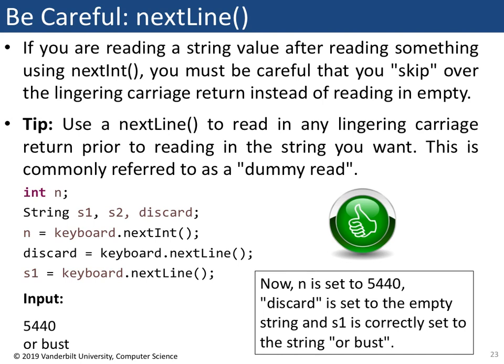the way we could go about that is by reading in the nextInt, realizing that there's going to be a carriage return left behind, so using the nextLine method to grab the carriage return, and we throw this into something we're calling discard, and then read in the next line of input that we wanted to actually use in the program. So now n would be set to 5440, discard would be populated by an empty string, and S1 would contain "or bust". And this is what we intended in the program from the previous slide.